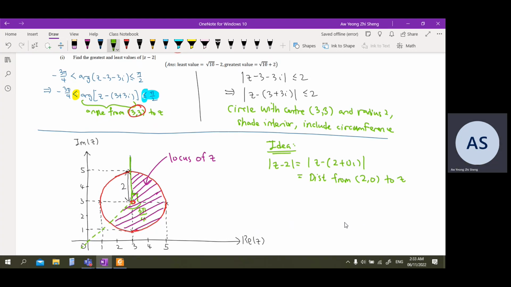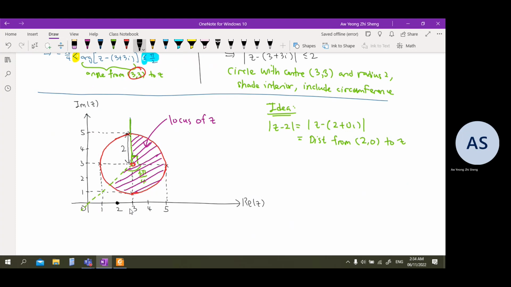So we'll need the point 2,0. 2,0 is here. I'm blackening it. The point 2,0 is that. This is 2,0. Okay. So z is anywhere in the shaded region. Anywhere in the shaded region. Okay, so this shaded region is having the form of a circle.